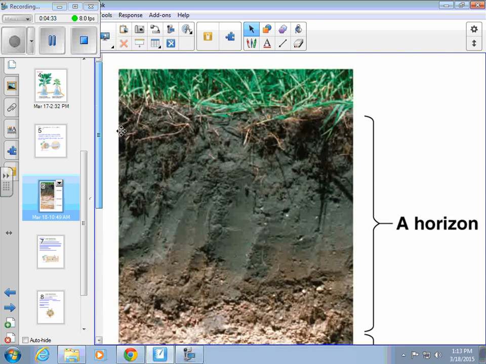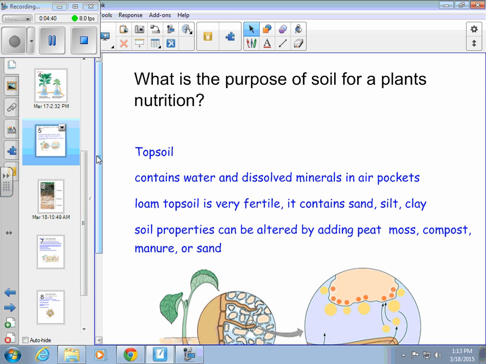Topsoil would be horizon A. Notice this picture is very dark. There's a lot of organic material here. The topsoil is typically where any decaying matter is. That's where fertilizer is. A loamy topsoil is very fertile. It's made up of sand, silt, and clay.